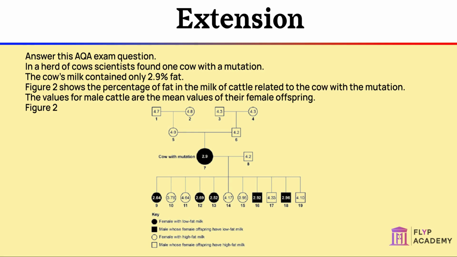C. The scientists should find females with the lowest fat in milk and highest milk yield, so cows 7, 9, 12 or 13. Then find a male whose female offspring have highest milk yield and lowest fat in milk, so cows 16 and 18. The scientists should then breed these cows, then select from the offspring those that have the lowest fat milk and the highest yield and breed them. They should repeat this over many generations.